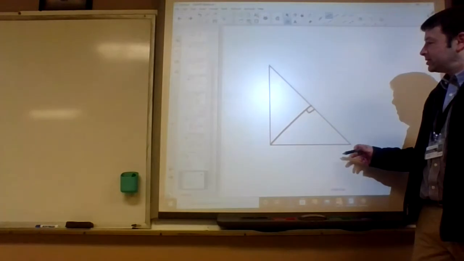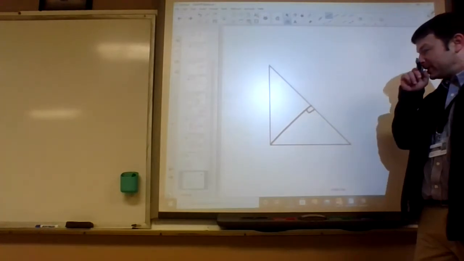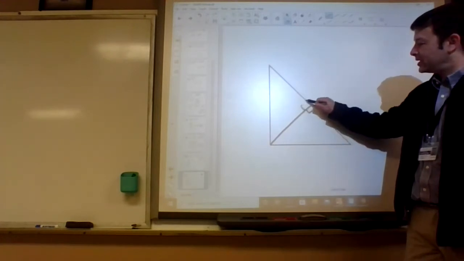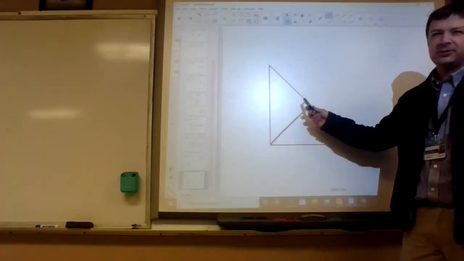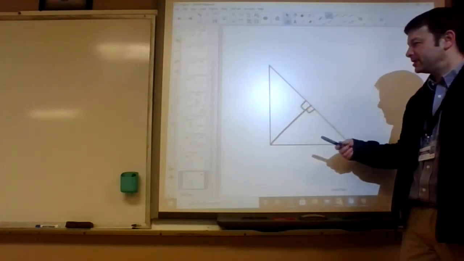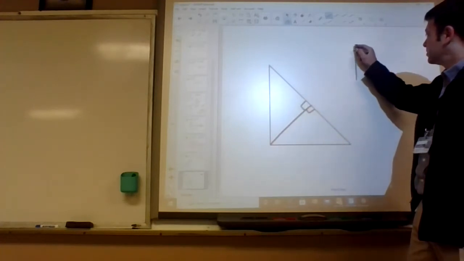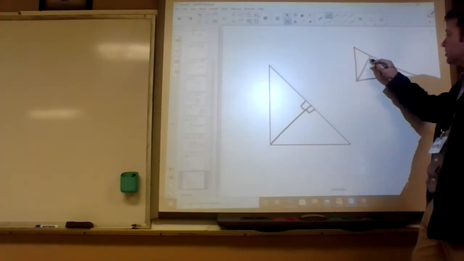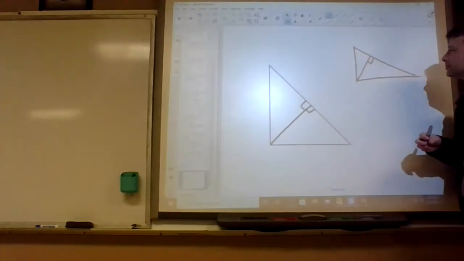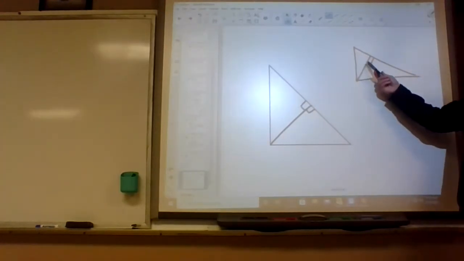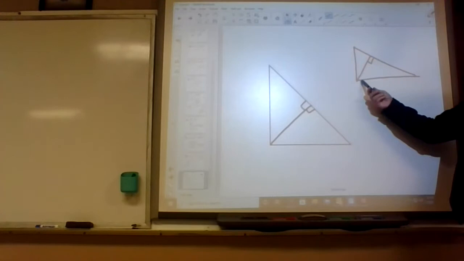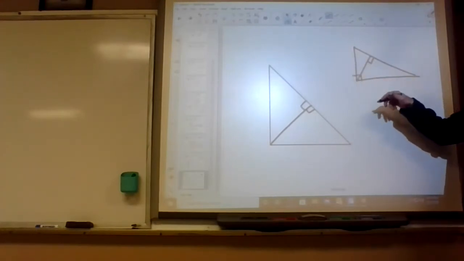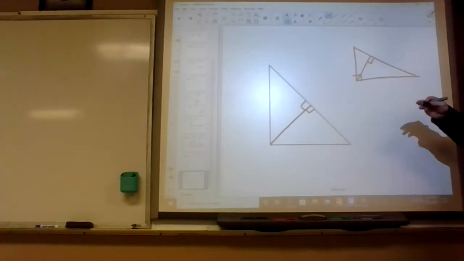Well, it turns out that when you draw in the altitude, these little triangles that it creates are similar to the big triangle, which means they're similar to each other. Like these two triangles are similar, and they're similar to the big triangle. Basically, they all have 90-degree angles, right? This works in the right triangle.